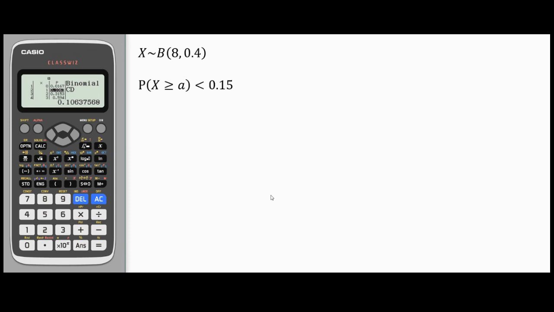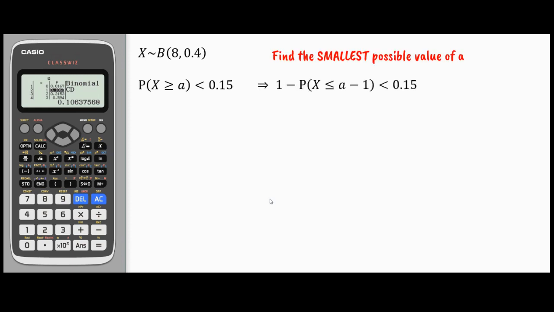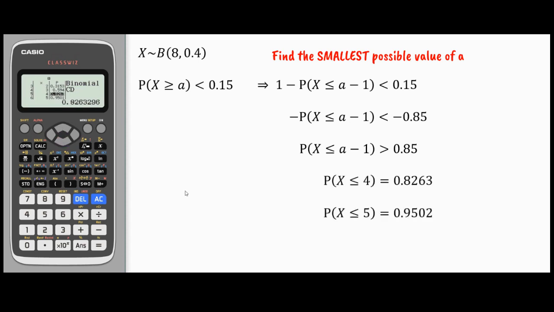Similarly, if I have bigger than or equal to A being less than a value, I'll need to make a modification. 1 minus probability x less than or equal to A minus 1, less than 0.15. Take the 1 to the other side. And now when you cross out the minuses, you're going to flip this inequality sign. Again, from my table, I can't find 0.85, but I can see that this is between 2 x values, and those x values are 4 and 5. I need to be bigger than 0.85, so I'm going to select the second one, which means that A minus 1 is 5, hence A is equal to 6.